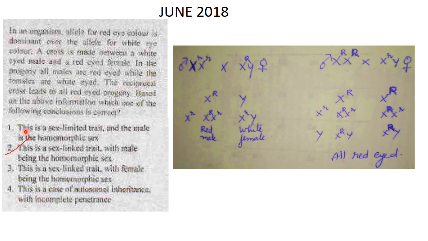This is a sex-limited trait and the male is a homomorphic sex. This is a sex-linked trait with the male being the homomorphic sex. This is a sex-linked trait with the female being the homomorphic sex. This is the case of autosomal inheritance with incomplete penetrance. If it was autosomal, then reciprocal crosses would have come the same, but this is not the case, so it is a sex-linked trait and the male is homomorphic.